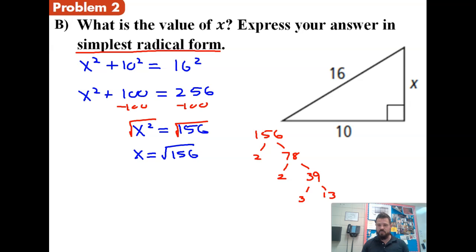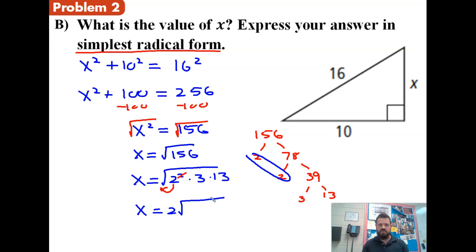So what I can do then is I can rewrite the square root of 156 as, let's see, I'm seeing one group of 2's, so I can say it's the square root of 2 squared, times a 3 times a 13. And when I square root something squared, it cancels, so I'll pull that 2 out front. That's going to leave me with x is equal to 2 times the square root of 3 times 13 on the inside, which is 39. All right, so 2 root 39 will be this answer in simplest radical form.